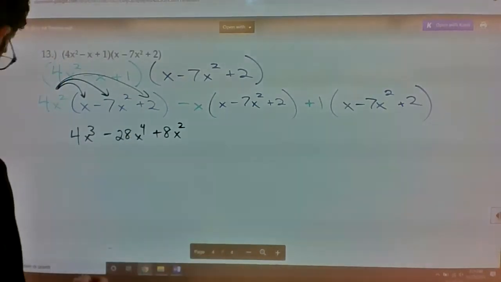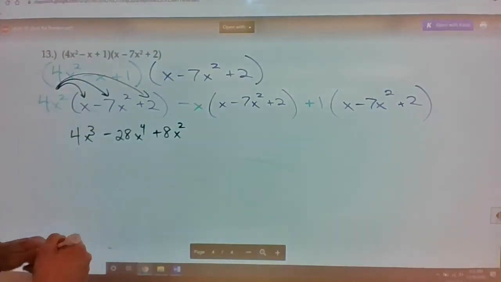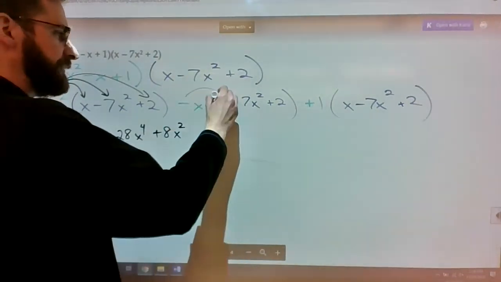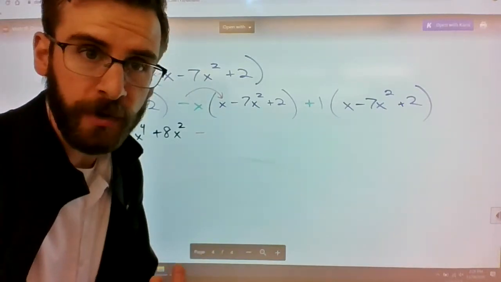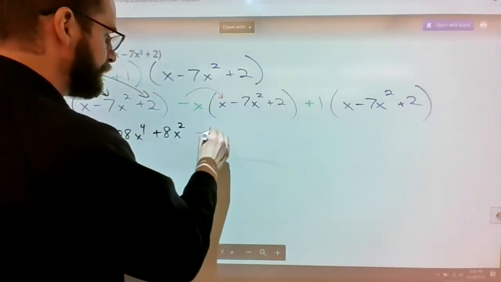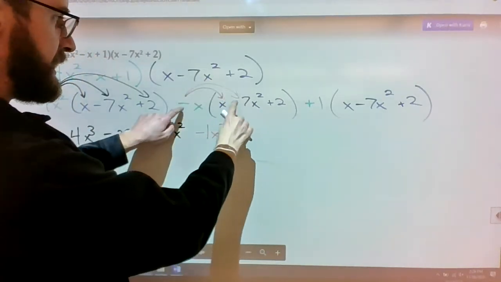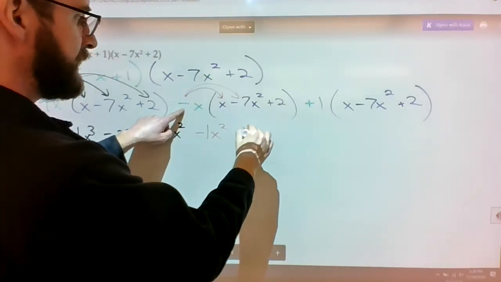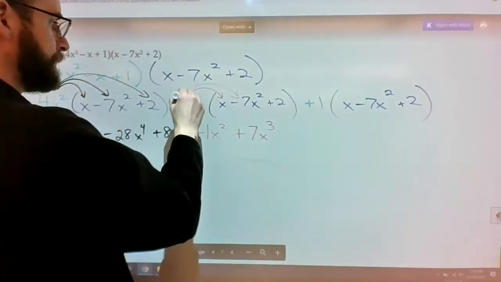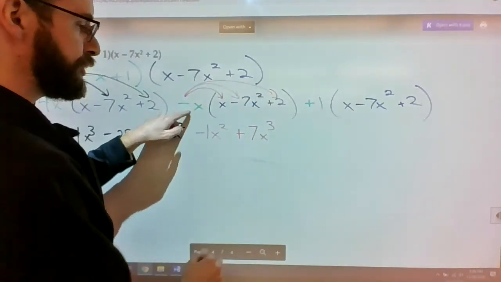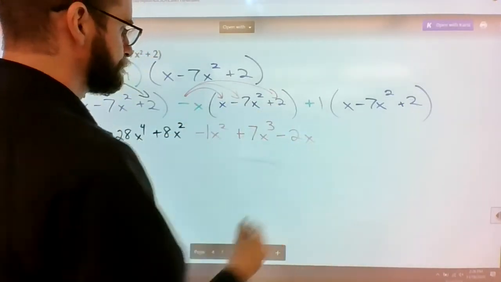Second polynomial I'm going to do in another color, just to show that there's a difference. A negative x times x is going to be a negative, and I'm going to put a 1 in front so that we know there's a number attached to it. Negative 1x squared. Negative x times negative 7 is going to be positive 7x cubed. And then you got negative x times positive 2 is negative 2x.